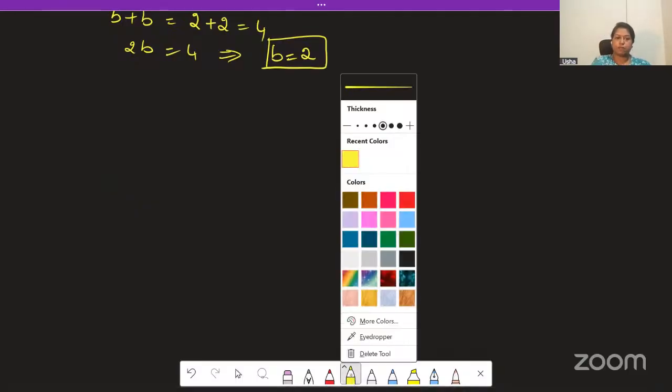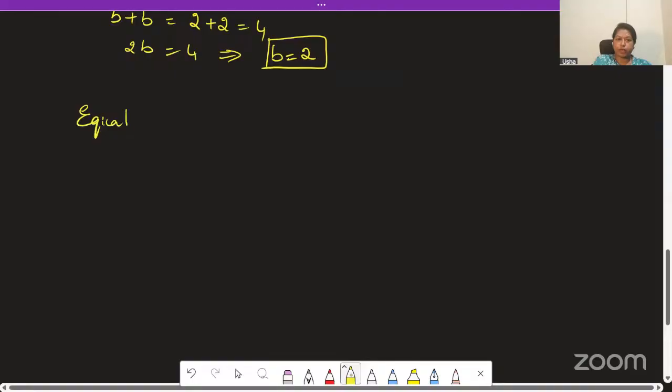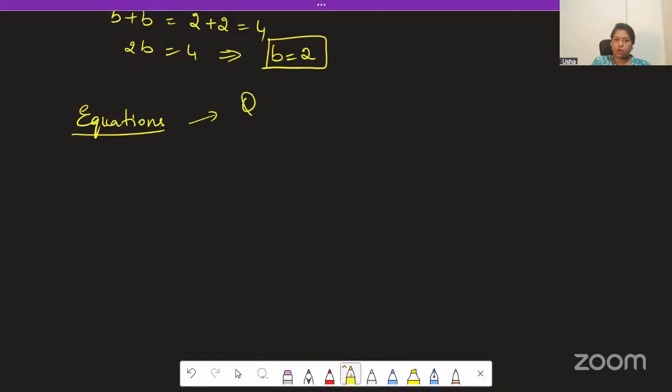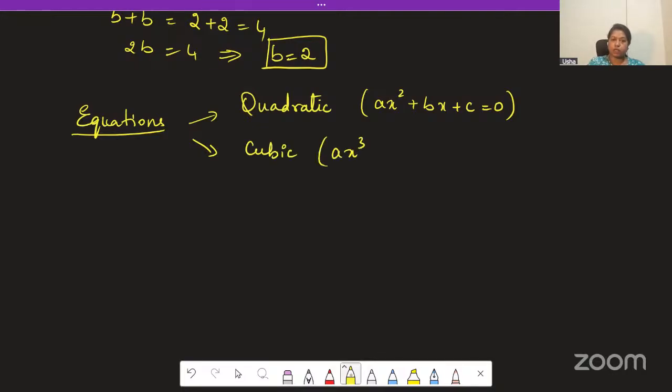Please make a note of this. Under equations, you will have two types. You can get quadratic equations. Quadratic equations mean the highest power is square: ax square plus bx plus c equals 0. This format you will have. Or it can be cubic equations, which will be of the form ax cube plus bx square plus cx plus d equals 0. These are the two categories you will get.